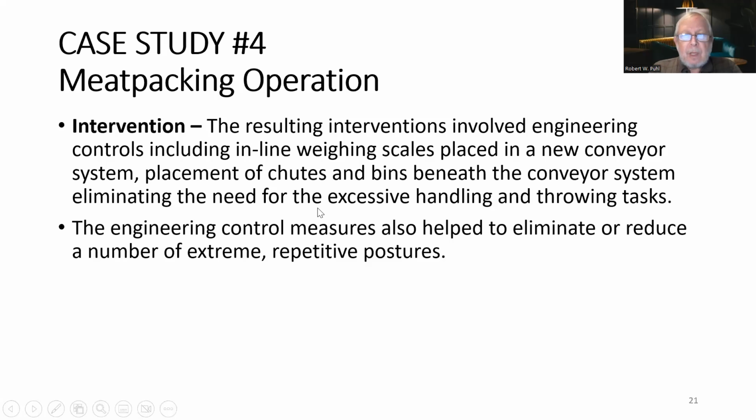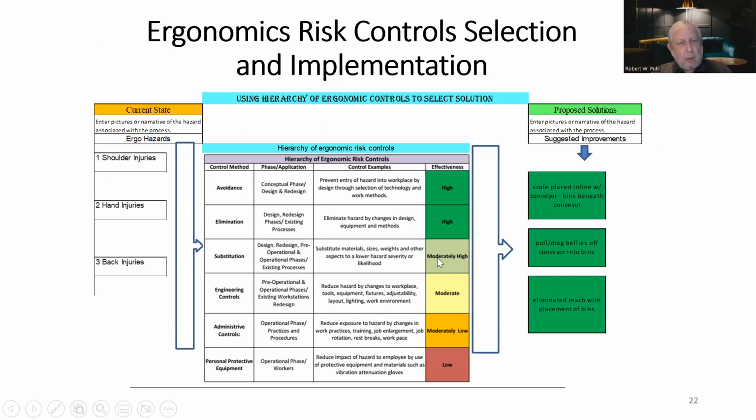So now intervention. The resulting interventions involved engineering controls, including inline weighing scales placed in a new conveyor system, and placement of chutes and bins beneath the conveyor system, eliminating the need for the excessive handling and throwing tasks. The engineering control measures also help to eliminate or reduce a number of extreme repetitive postures. So this is basically a hierarchy of controls, and this is one of them, ergonomic.